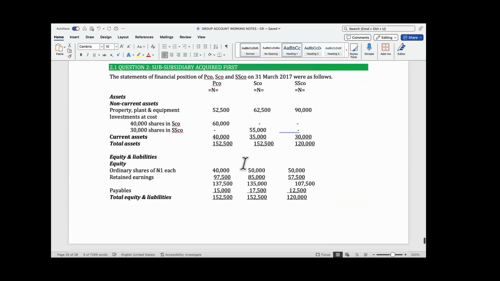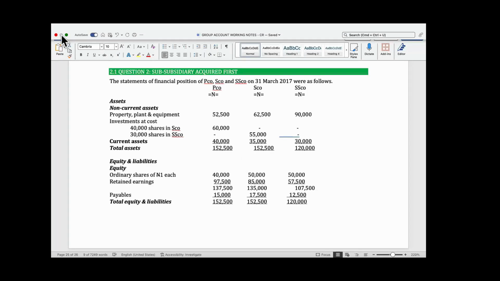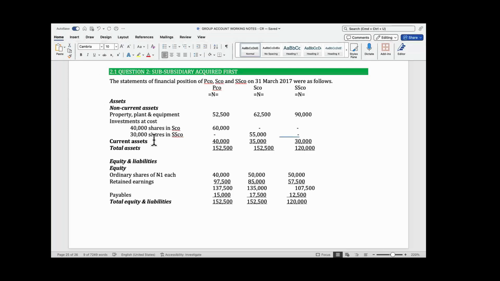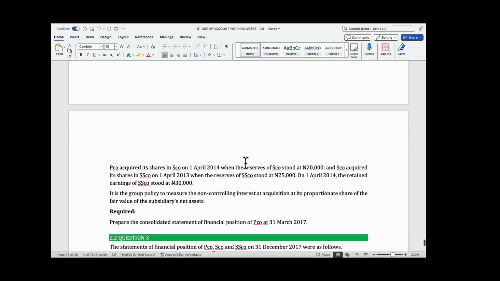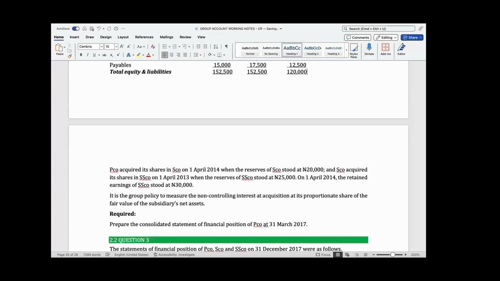So now let's go to the second question, which is a little similar to what we have done, but there's a subtle difference between the two. Now, this other question is saying that the statement of financial position of PICO, ESCO, and SSCO on 31st March 2017 were as follows. So I was given the statements of the three companies.